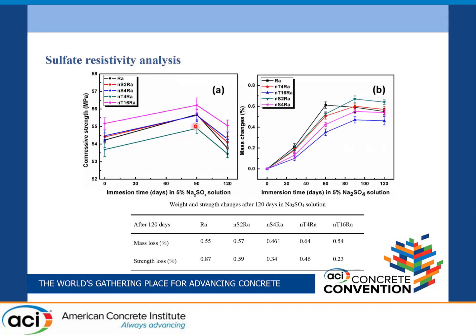But after 90 days, here we see the mass changes and the compressive strength. The compressive strength from 90 days to 120 days goes down, meaning it decreased, and the mass change also has a lower effect, but it is negligible. So it shows that after 90 days, the expansive agent formation is more. That's why the pore volume increases and the compressive strength decreases.